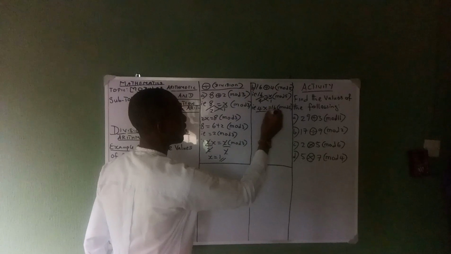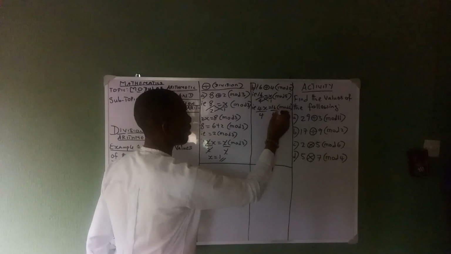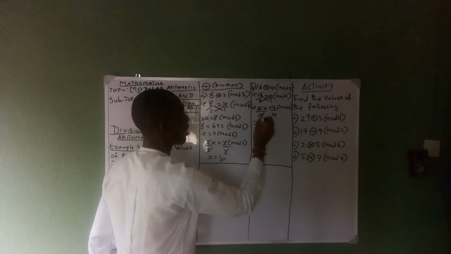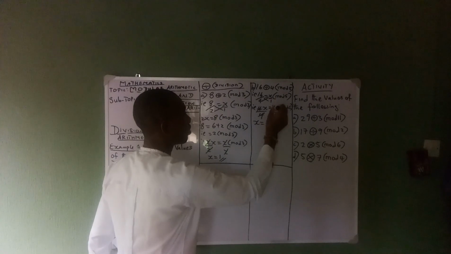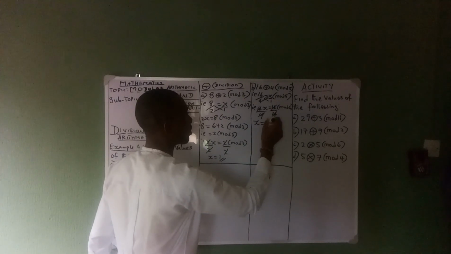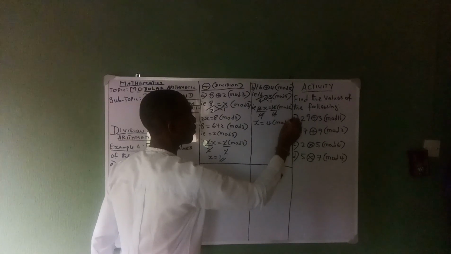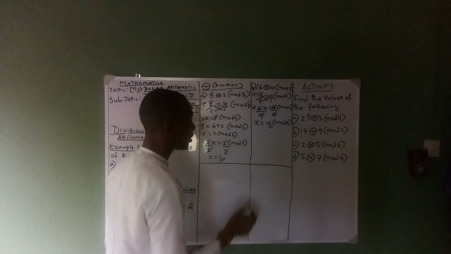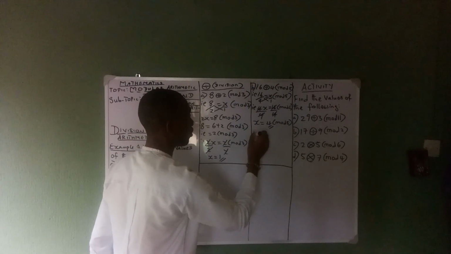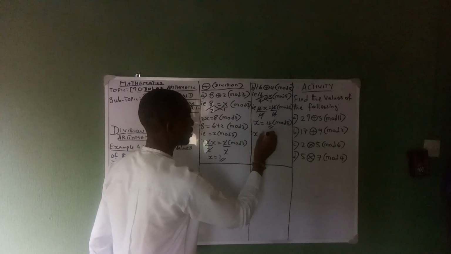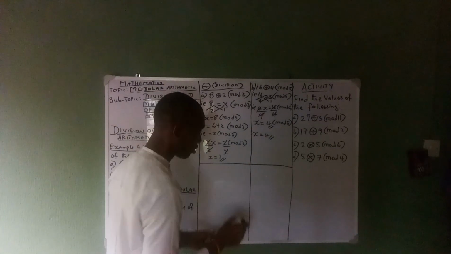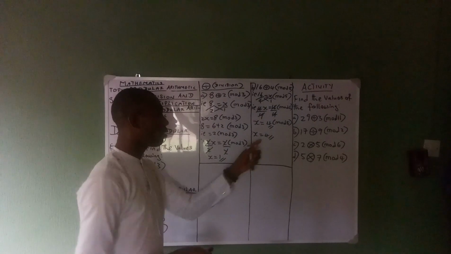So we'll say here divide by 4, here divide by 4. 4 cancels itself. We have x equals 16 divided by 4, which will give us 4 mod 5. So in this case, x is equal to 4. Therefore x is equal to 4. So the corresponding value for x is 4.